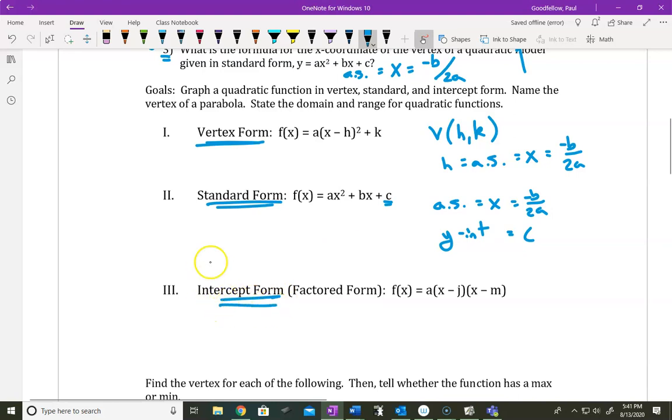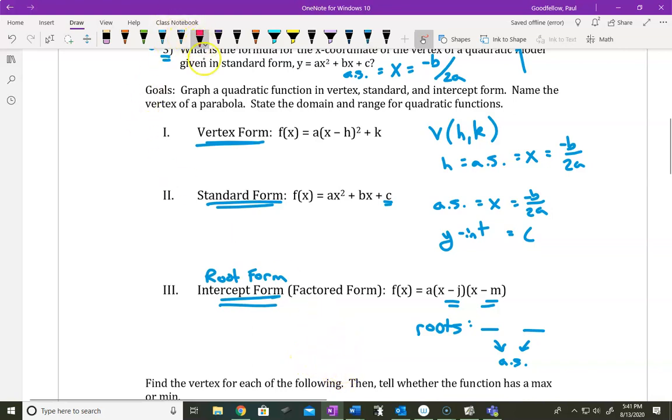Now, intercept form, sometimes referred to as factored or root form, has all the ideas factored down, so it finds roots relatively easily, whatever those two roots happen to be. It's not too bad at finding the axis of symmetry, which is directly between these two roots, which helps you find x. It just really stinks at finding the vertex.